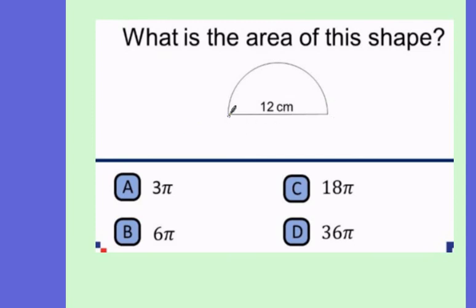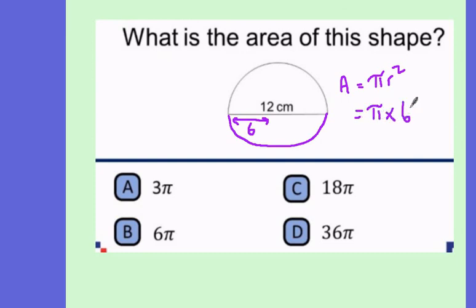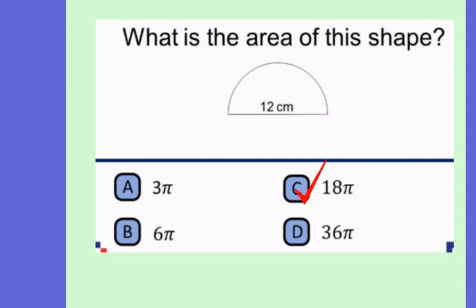Okay, let's go through it. I'm going to start by finding the area of the whole circle. I've been given the diameter, so I know my radius is equal to 6. I know the area is equal to pi r squared, which is pi times 6 squared, which is 36 pi. However, that would be the area of the whole circle. In this case, I've only got half of it, so I need to divide 36 pi by 2, which gives me C, 18 pi.